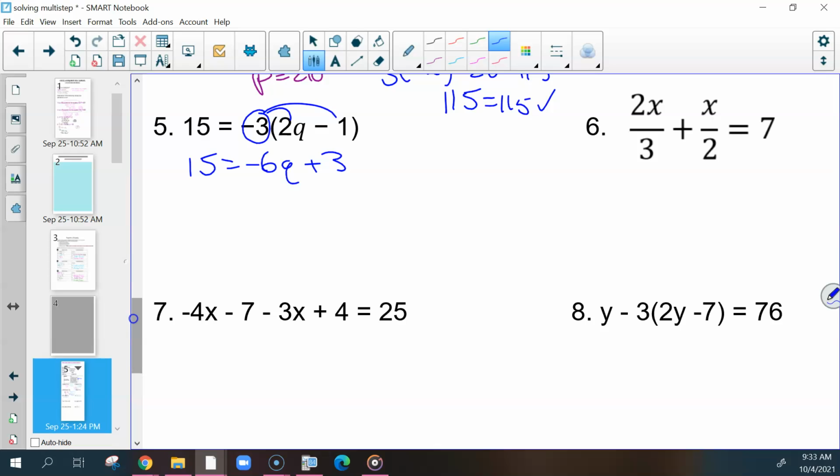And then how would we solve this? Subtract 3 on both sides. And then do what to the -6? Divide on both sides.